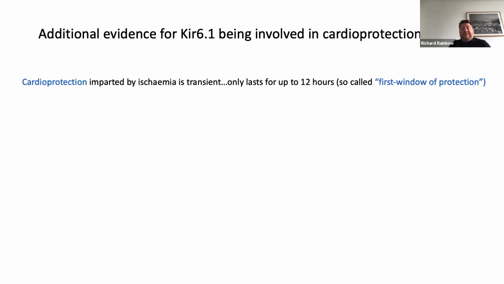So additional evidence for this being that cardioprotection imparted by ischemia is only transient, so it only actually lasts for about 12 hours in cells.